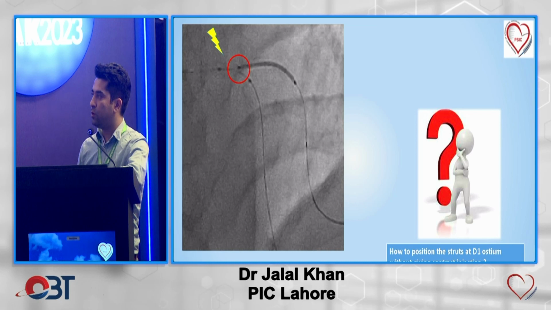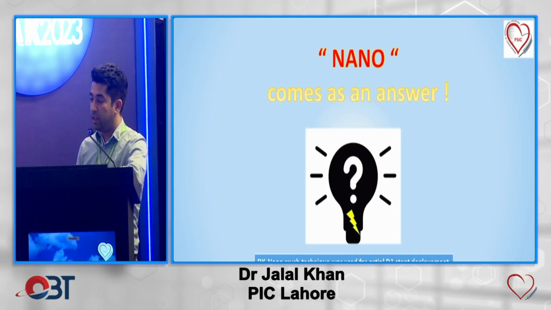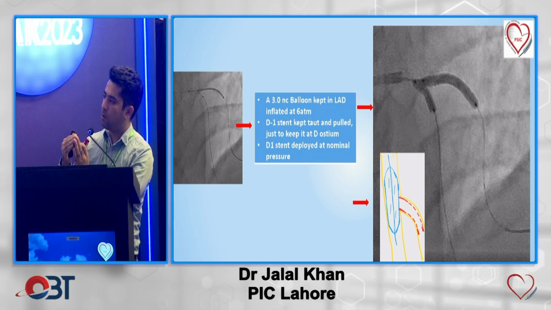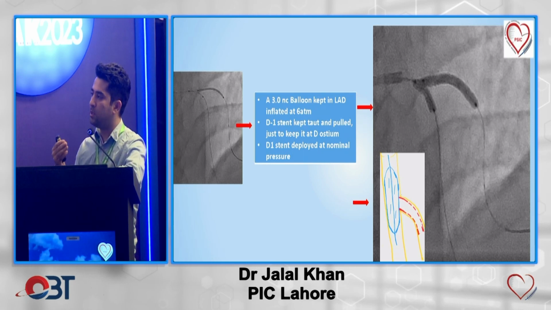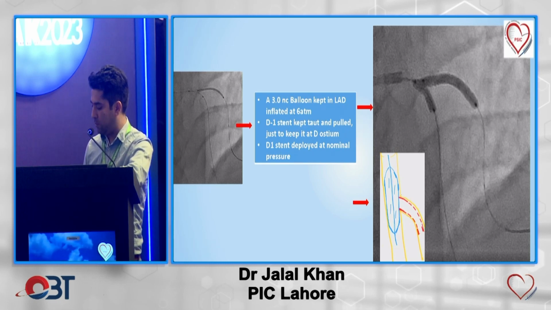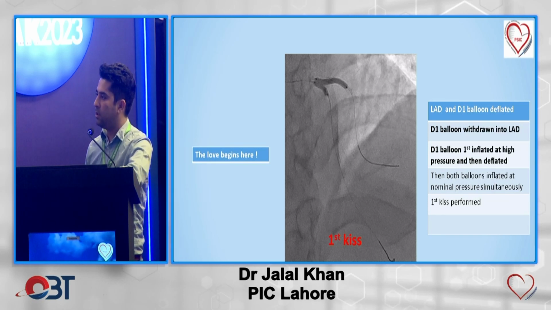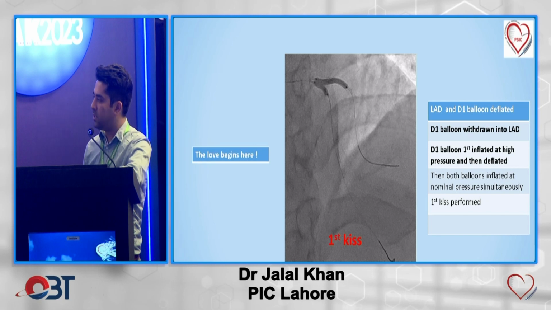But we took a decision and opted for the DK nano crush technique, which allows us to inflate the NC balloon in the LAD. We inflated the balloon at around 6 ATM, and we pulled and kept the stent taut, with one strut coming into the LAD where the semi-inflated balloon was, without giving any contrast. So it was inflated there and the first kiss was done. Both balloons were withdrawn proximally a little bit, and the balloon in the diagonal was inflated again, and the kiss was performed simultaneously and successfully.